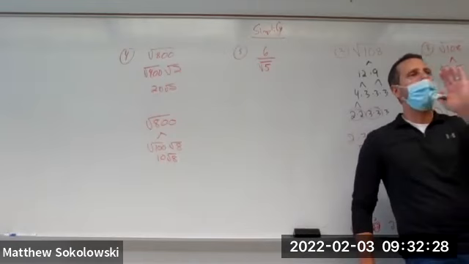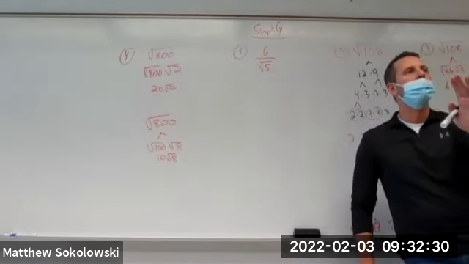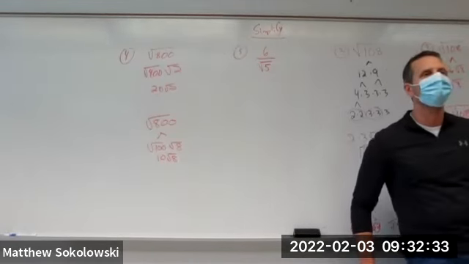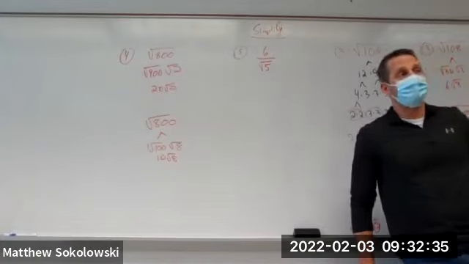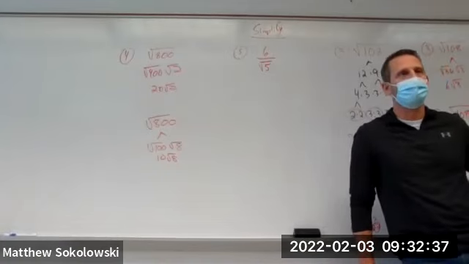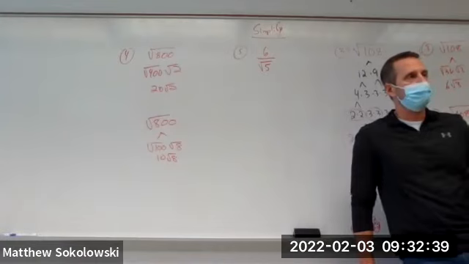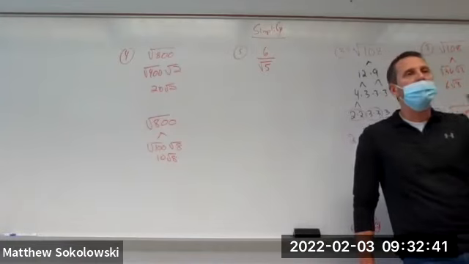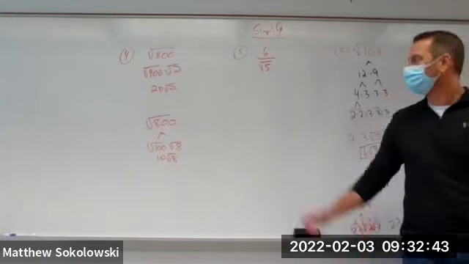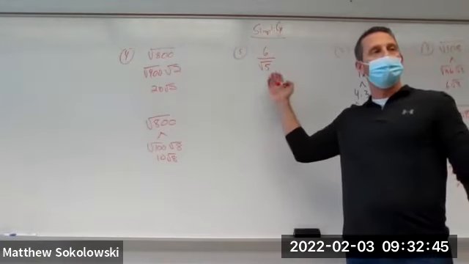The square root of 5, if we punch it in our calculator, how many decimal spots is it? An infinite amount. It doesn't stop. That's what makes it irrational, right? If the decimal stops or repeats, that's what makes it rational. Okay, square root of 5 goes on forever. So we need to make that a rational number.